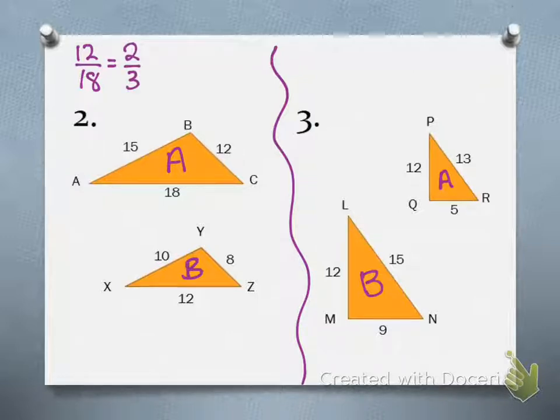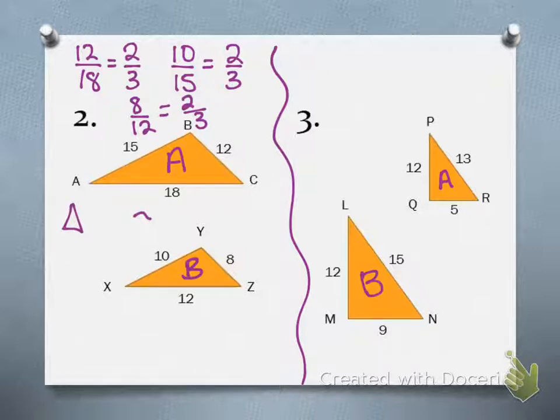2/3. Divide them both by 6, we get 2/3. Okay, next longest side of B is 10. We compare that to the next longest side of A, 15, that reduces to 2/3. It's looking pretty good so far. The shortest side of B is 8, and the shortest side of A is 12. That reduces to 2/3 again. So are these triangles similar? Yes, they are similar by side, side, side.